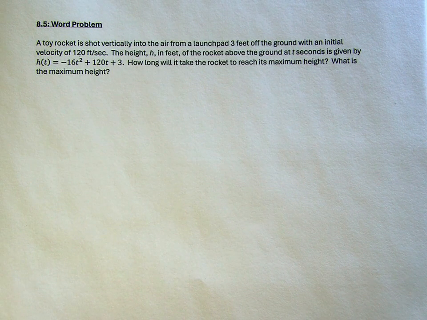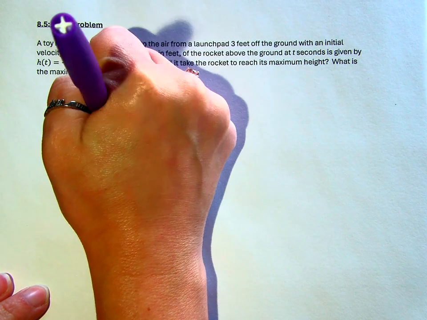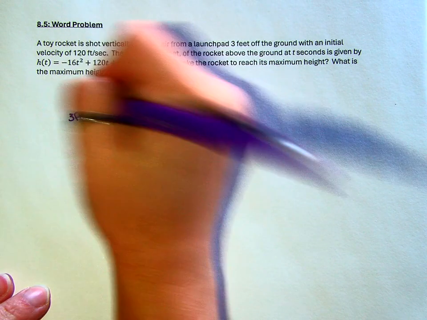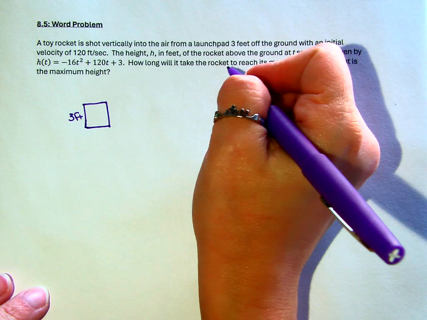So I am not an artist at all, but if there's a picture that's being represented in a word problem, I'm probably going to try to draw some sort of a picture just so in my head I can visualize it. So we've got a launch pad, and it says it's 3 feet high. And off the top of this launch pad, we shoot our rocket up into the air.